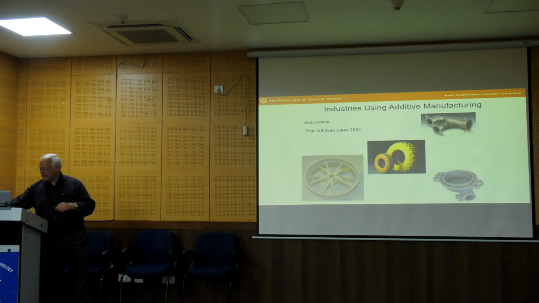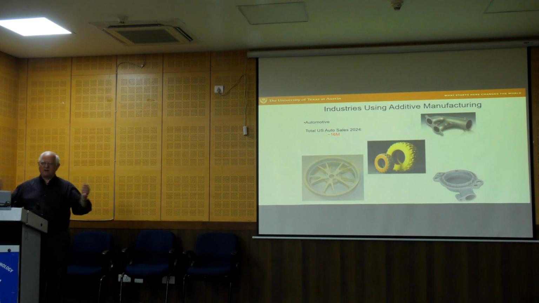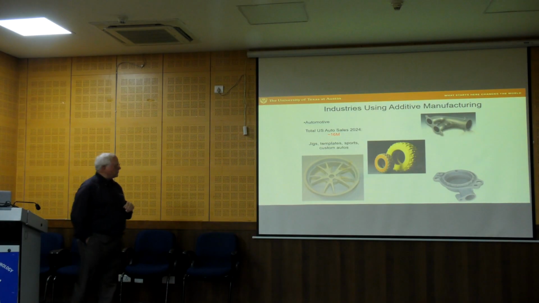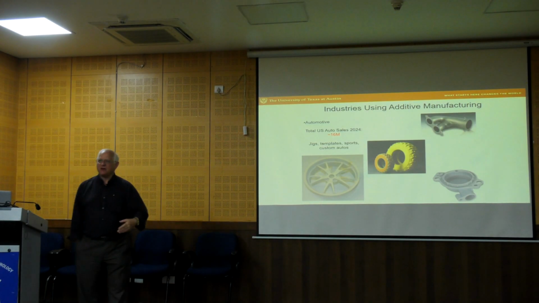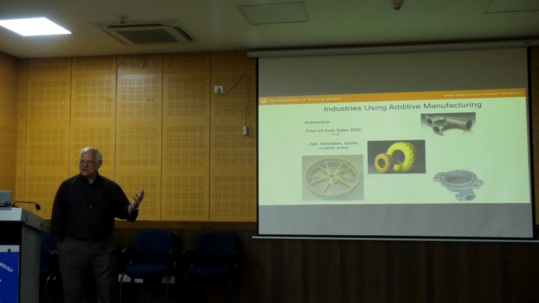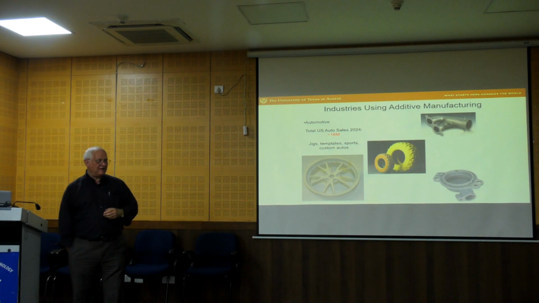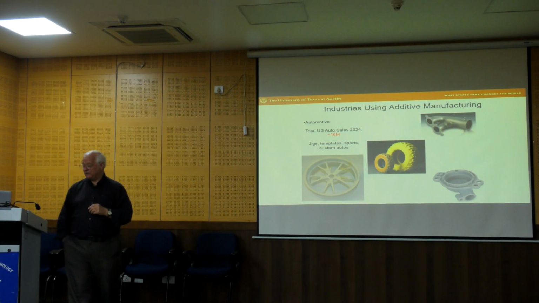Automotive sales last year, I looked up, were about 16 million automobiles. Granted, that's spread out over a lot of different types of cars, but even if you spread it out over 100 or 200 different vehicles, that's still large production capacity. And so this is where we see it for the most part. Sports, custom autos, aftermarket customization is heavily impacted by additive manufacturing.